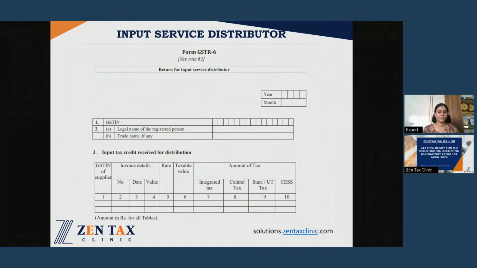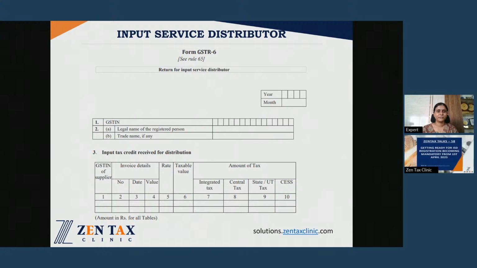Now we will see the GSTR 6 form, that is the return for input service distributor. I have taken this form for your reference. From this form, we can identify that the basic details of the ISD will be reflected. Then table 3 contains the input tax credit received for distribution.